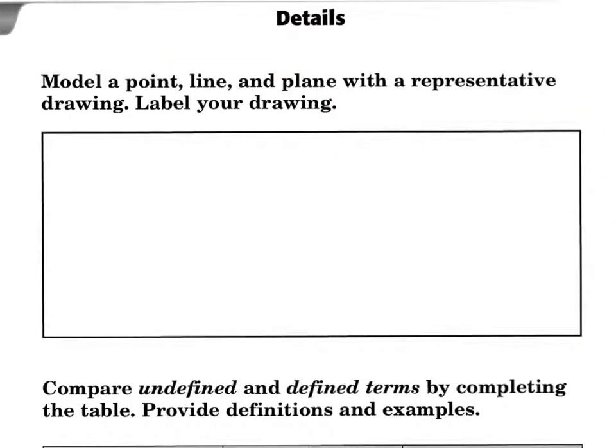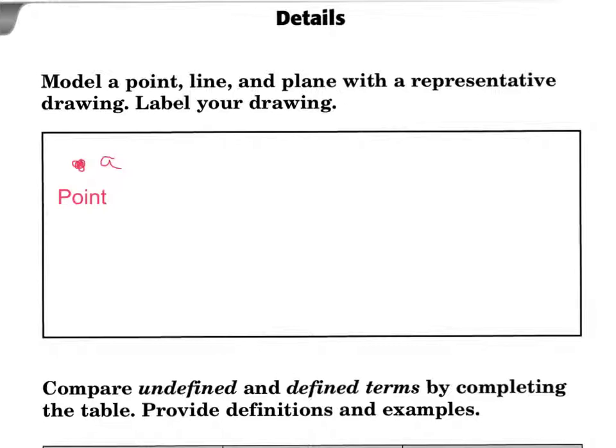Okay, now what we're going to do, we're going to model a point, line, and a plane and put that in a drawing. Underneath these drawings, we're going to be specific on how we label them as well, and how I want you guys to be able to label them. So let's go through the first one and do a point. There it is, a point. Now a point is just, we use a dot.